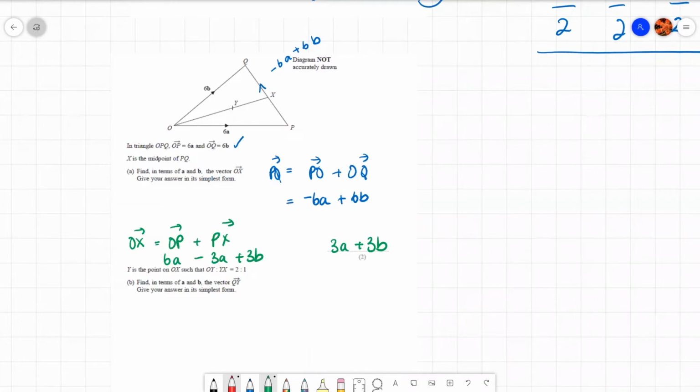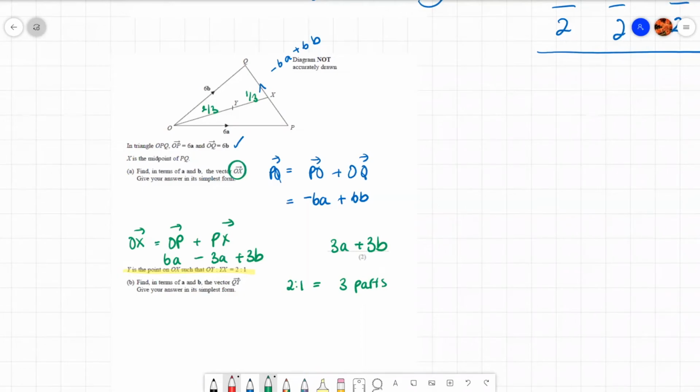So the first thing here, which might throw you off, is it says that Y is the point on OX such that OY to YX is 2 to 1. Well, first of all, let's have a look at that. If your line is split into 2 to 1, that means it's 3 parts, isn't it? So this part here is 2/3, and that part there is 1/3.